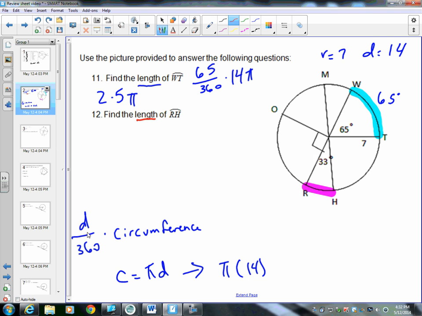So first, what is the degree measure of our arc? Well, if the central angle is 33 degrees, that means our arc is also 33 degrees. So our degree measure, 33 over 360, multiplied by our circumference. Well, what's our circumference? We already found that. Since the circle didn't change, the radius didn't change, the diameter didn't change, that means the circumference is exactly the same as the question before, so it's also 14 pi. If we plug this in the calculator, 33 divided by 360 multiplied by 14, again we'll leave it in terms of pi, 1.28 or 1.3 pi.